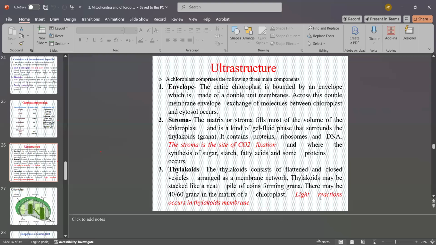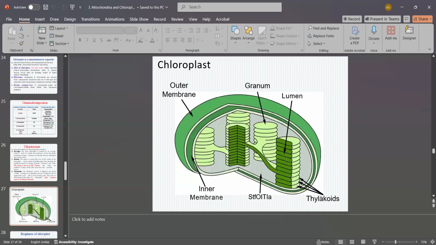The third major important part is the thylakoids. The thylakoids consist of flat-ended and closed vesicles arranged as a membrane network. Thylakoids may be stacked like a neat pile of coins, forming grana. There may be 40 to 60 grana in the matrix of the chloroplast. Light reaction occurs in the thylakoid membrane. So this is also the chloroplast: inner membrane, outer membrane, and also the grana thylakoids and stroma thylakoids.